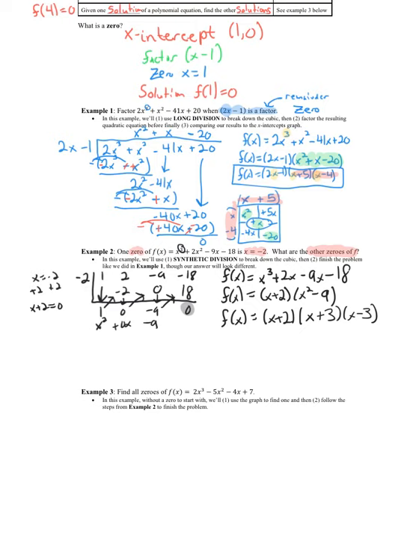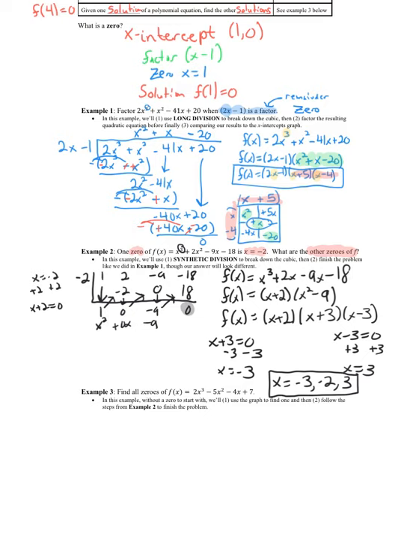But this question's asking, what are the other zeros? So I would actually need to solve for them. x plus 3 equals 0. Subtract 3 from both sides, I get x equals negative 3. x minus 3 equals 0. I add 3 to both sides, and I get x equals positive 3. So my zeros in this equation are negative 3, negative 2, and 3.